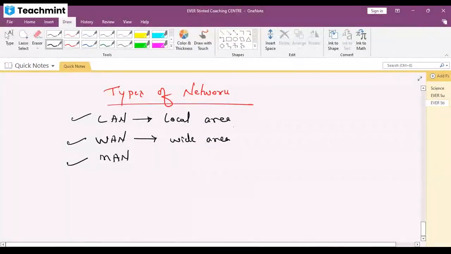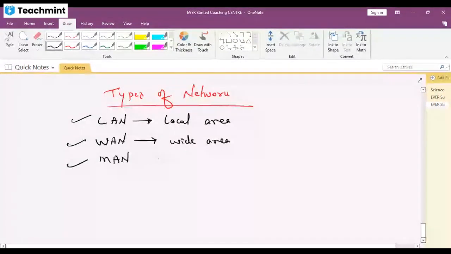Someone call your local area people. If the fighting is more strong, then you call wide area people.